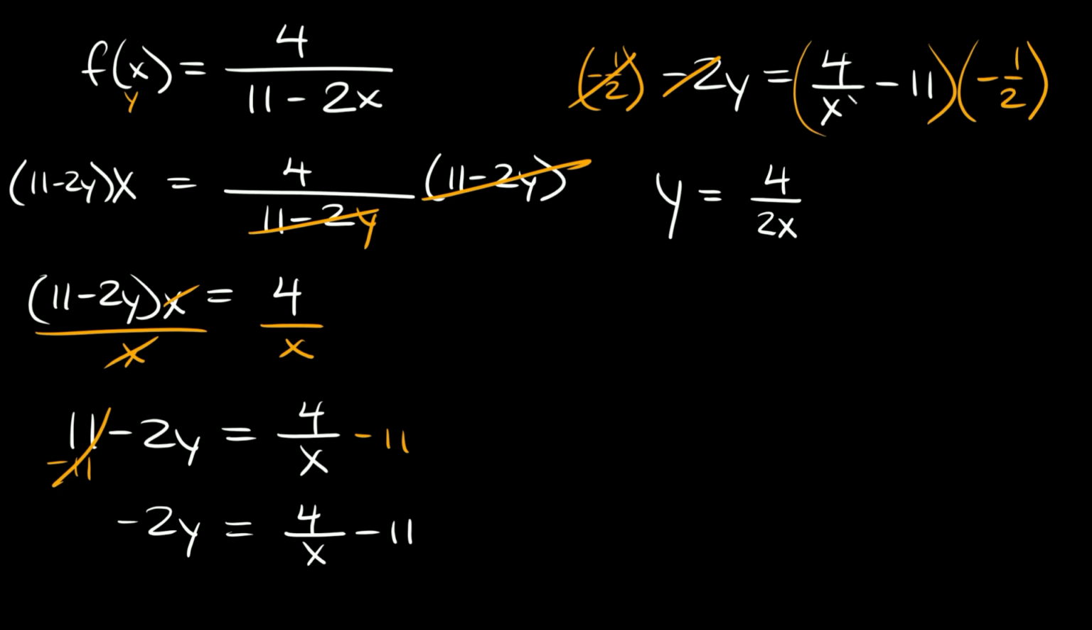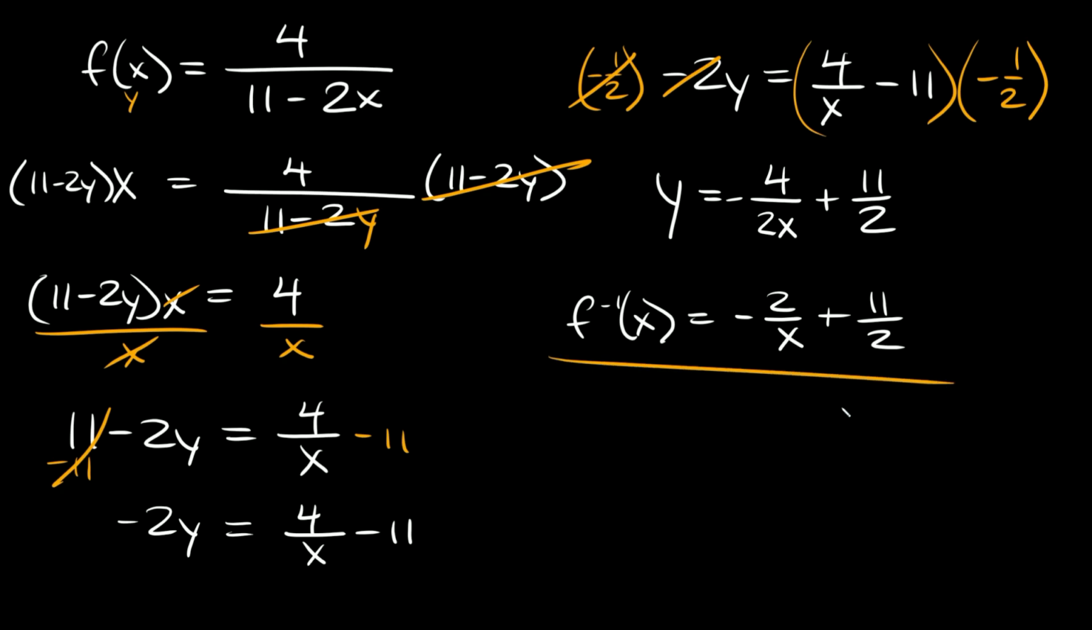And then a negative times a positive is a negative, right? And then negative 1/2 times negative 11 is equal to positive 11 over 2. Okay, and the last thing we can do here is we can reduce 4 over 2, right? So 4 over 2 is the same thing as 2 over 1, or simply just 2 on top. So we can finally write that the inverse function is equal to negative 2 over x plus 11 over 2. All right, there's your answer.